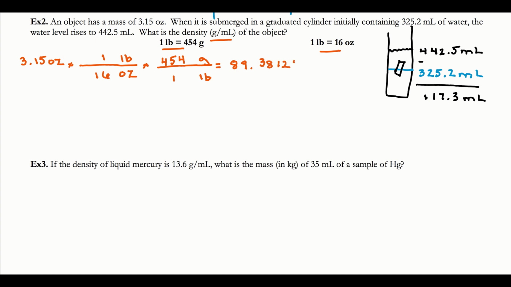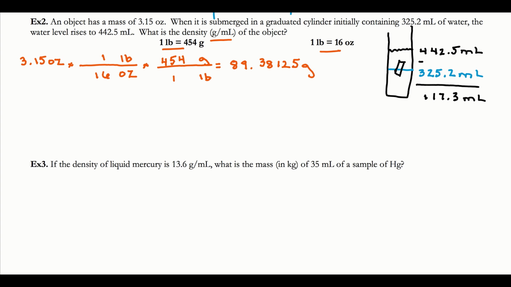89.38125. Now notice I'm not rounding this value. When you're dealing with a multi-step problem like this one, where you're having to multiply, subtract, everything, do not round until the very end, okay? And then I will round.